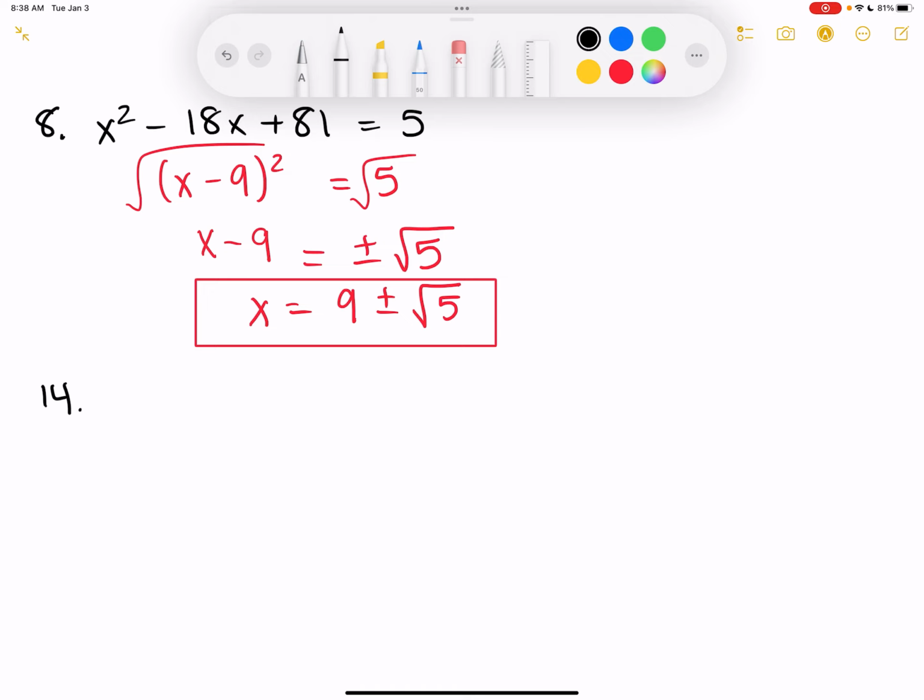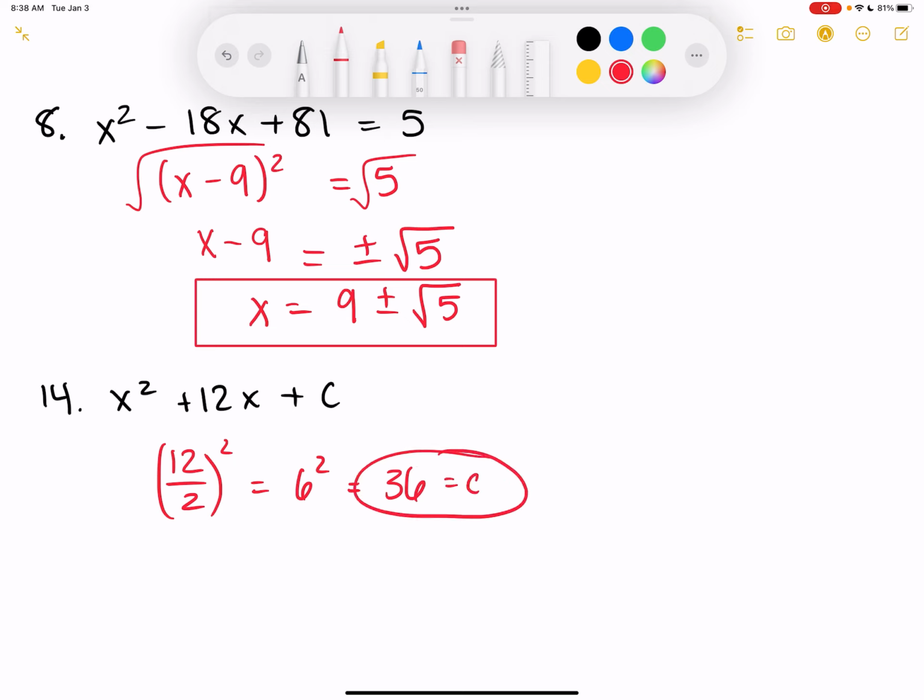Number 14, we have x squared plus 12x plus c. So I want to find what c is first. We take this middle term and we half it, so 12 over 2, and then we square the whole thing. So that's going to be 6 squared, which is 36. So c is equal to 36. That's the first part.